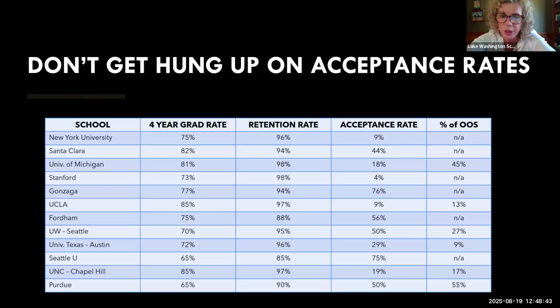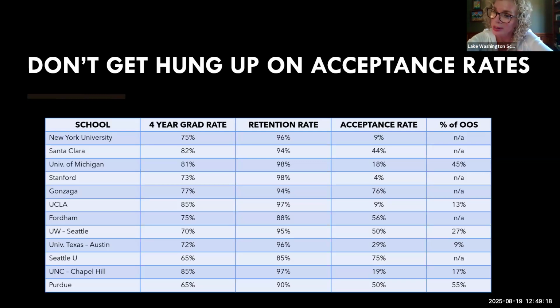So if you look at this chart, you can see we've got NYU there. Excellent 4-year graduation rate, 75% of freshmen graduate in 4 years. Awesome. Retention rate, 96%. Again, fabulous. Acceptance rate, 9%. And then we've got Santa Clara, 82% 4-year graduation rate, 94% retention rate, 44% acceptance rate. Then we look at the University of Michigan, 81% 4-year graduation rate, 98% retention rate, and an 18% acceptance rate.